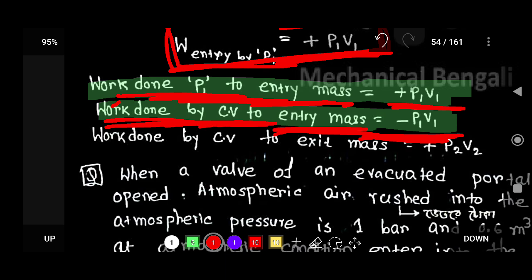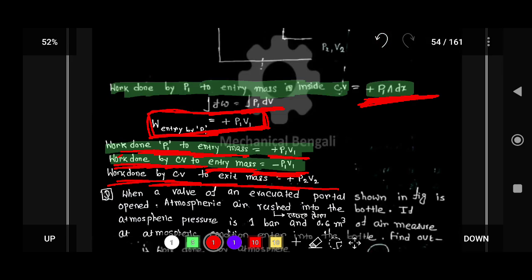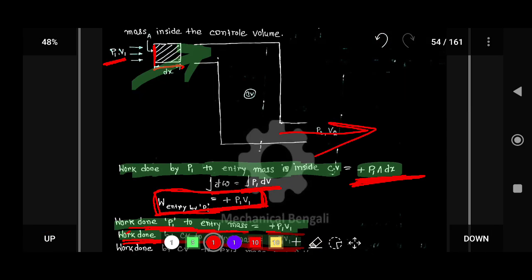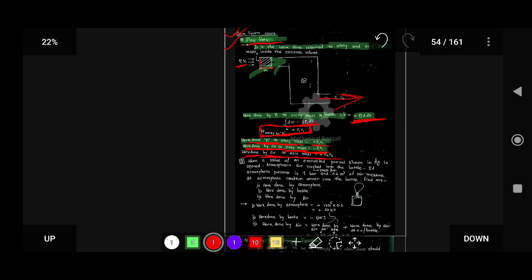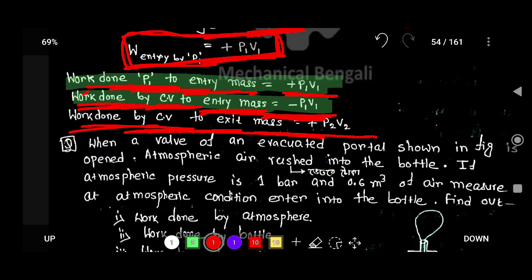Now in the same way, the work done by the control volume to exit the mass: if the mass exits, what is the work done? That is equal to plus P2 V2. Okay, plus P2 V2, this is given in the question.